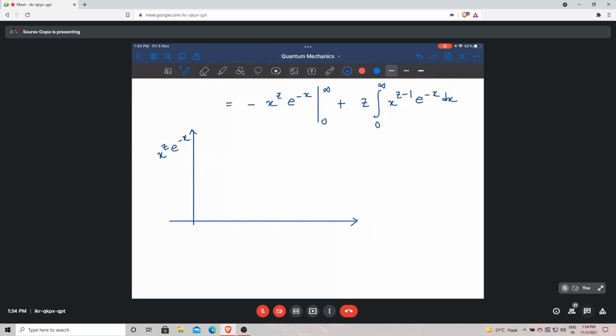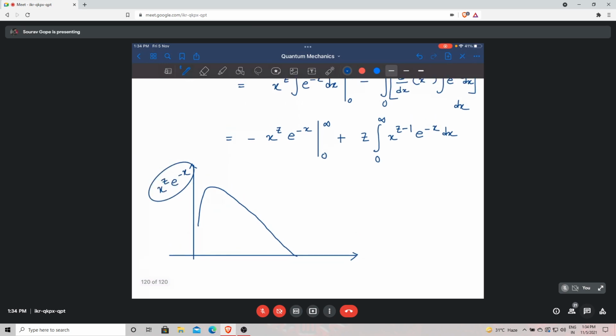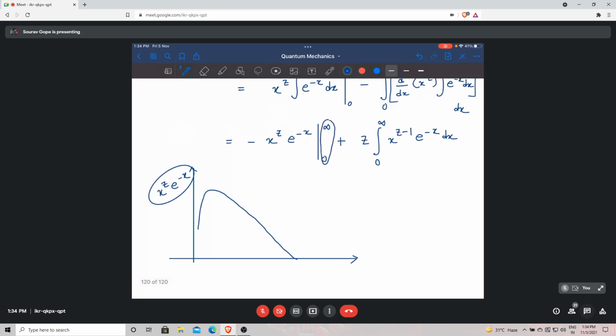So this function, x to the power z e to the minus x, first starts to rise due to the x to the power z value. But as the exponential starts to dominate, this function will decrease fast and go to zero. So at both 0 and infinity, the value of this is 0. The limit is 0, so this whole thing will be 0.